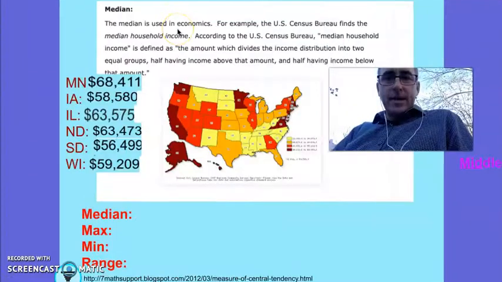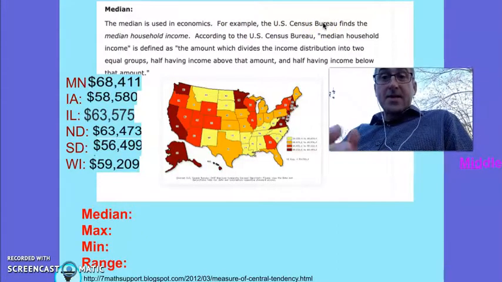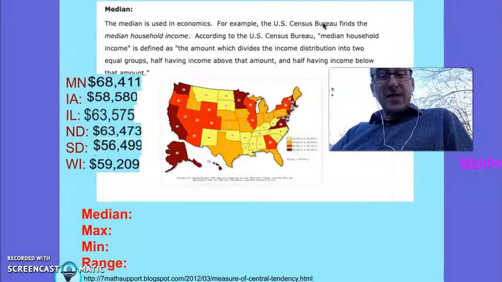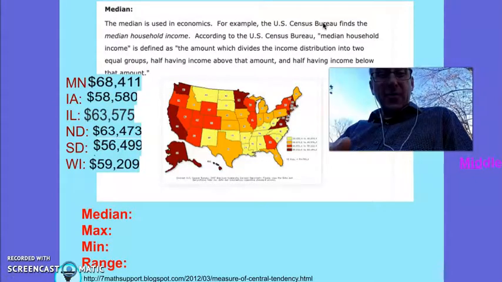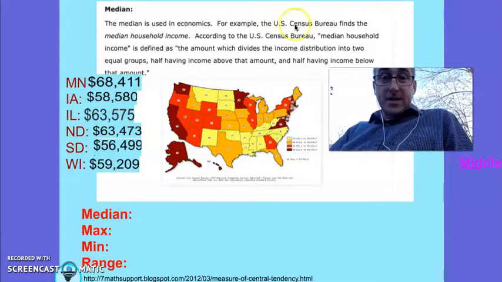Next, we're going to talk about median in real life. Median is used in economics. For example, the U.S. Census Bureau takes a census every 10 years. This year, 2020, a census is due. We won't get the information from this census probably for about another 3 or 4 years. So we're going to look at a previous census.